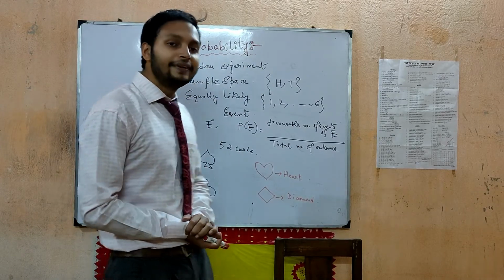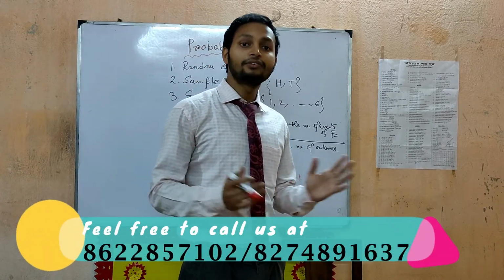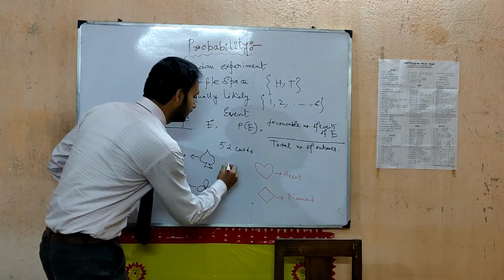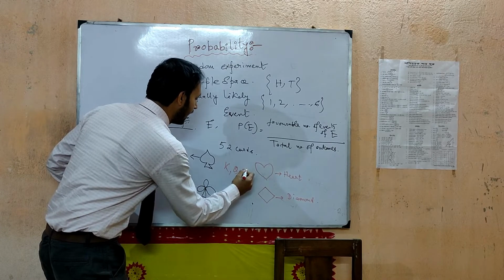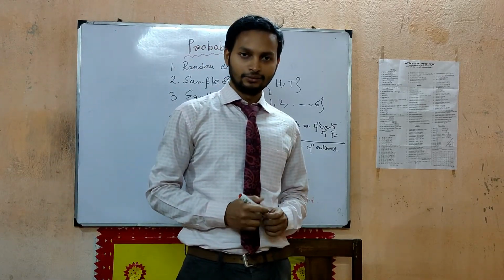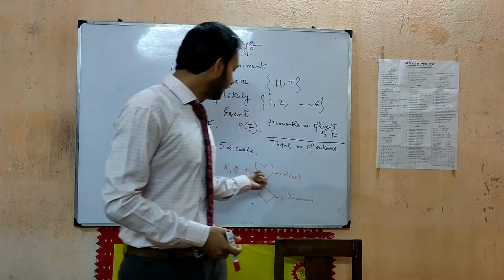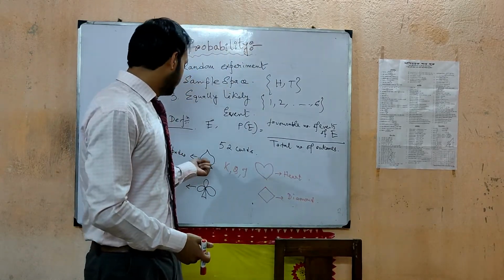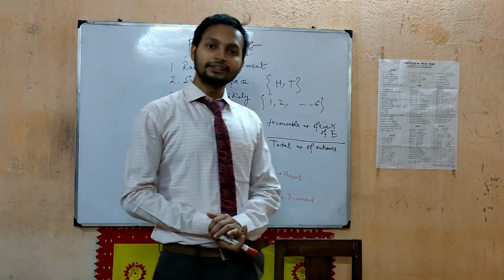Next one is face cards. What are the face cards? King, queen and jack are called the face cards. Once again I am repeating myself: king, queen and jack are called the face cards. Each suit contains king, queen and jack.